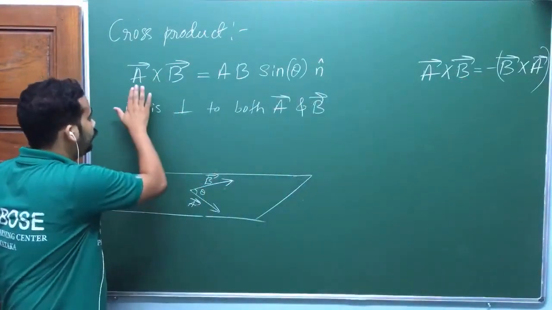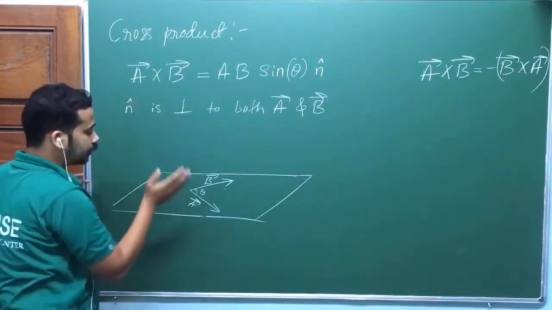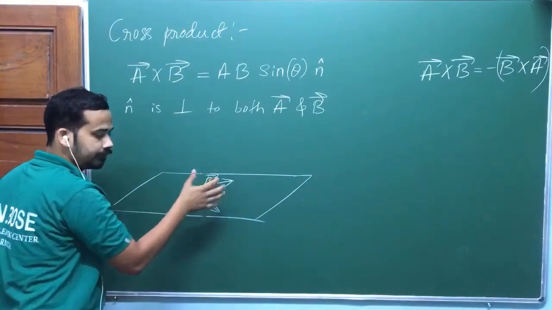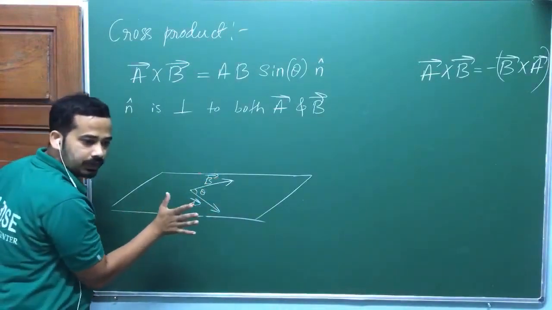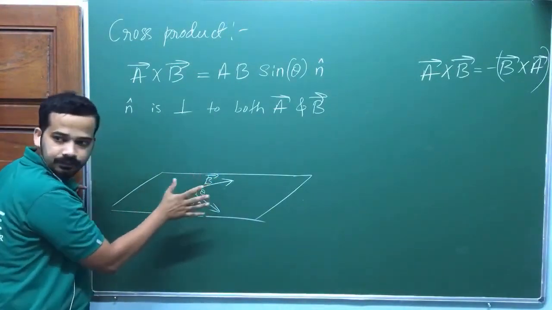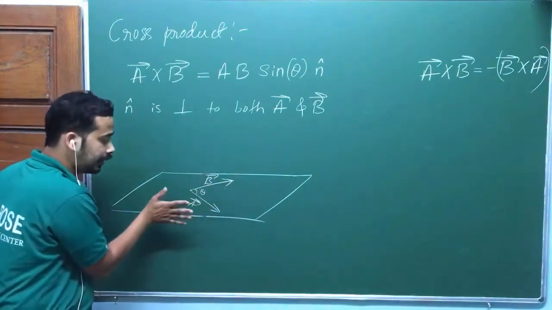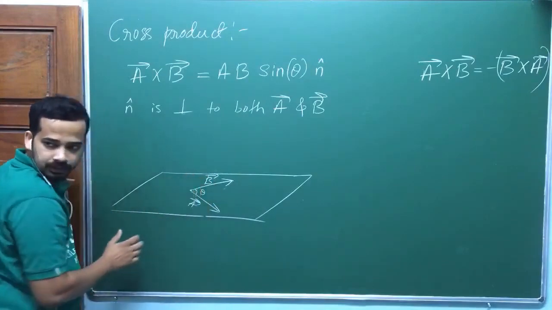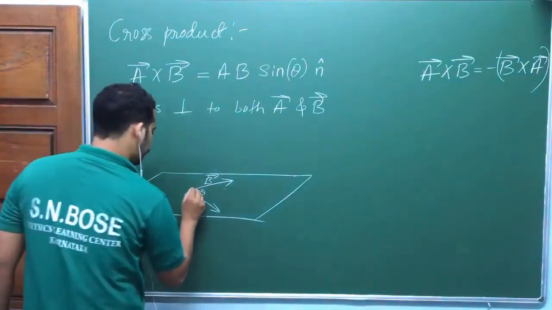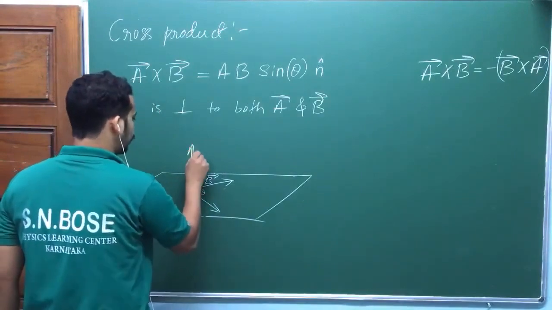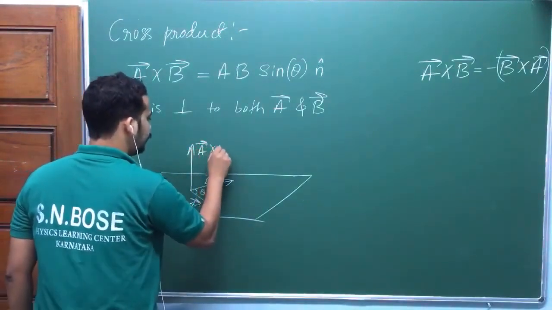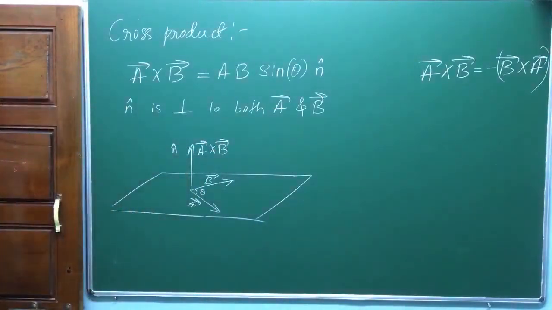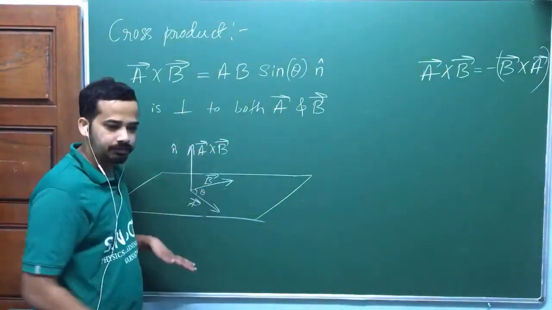Now, if you want to find the direction of A cross B, you just rotate, or curve, your fingers from A to B, not B to A. And your thumb will represent the direction of the cross product. This is the A cross B direction, or n cap direction, and that is obviously perpendicular to the plane.